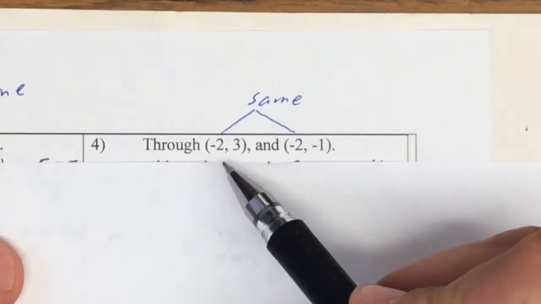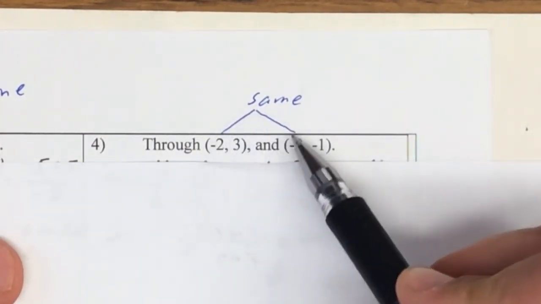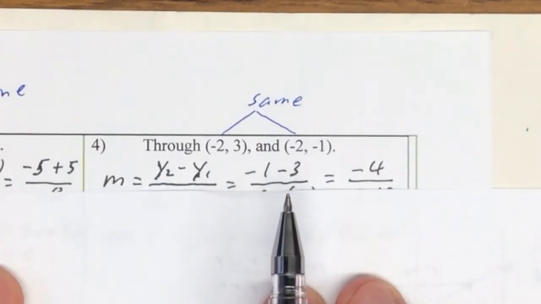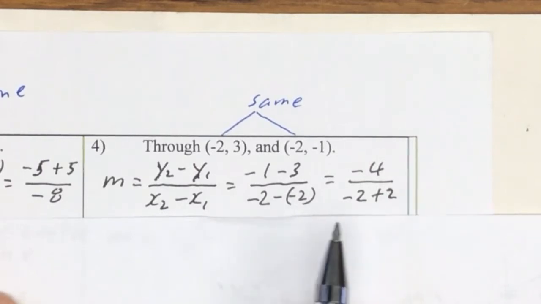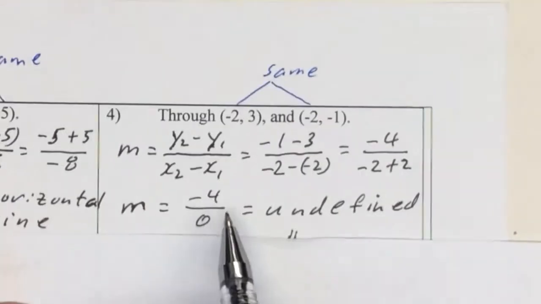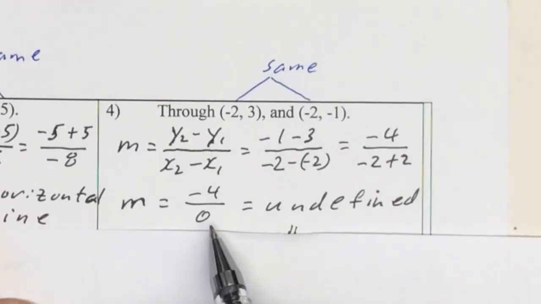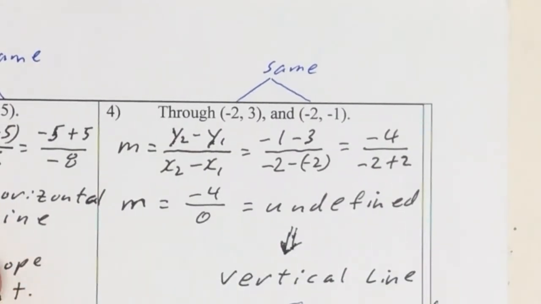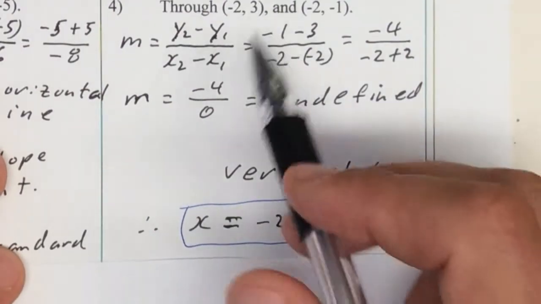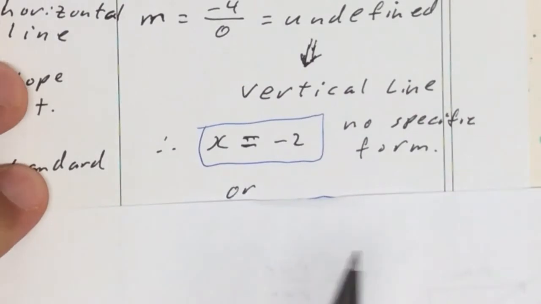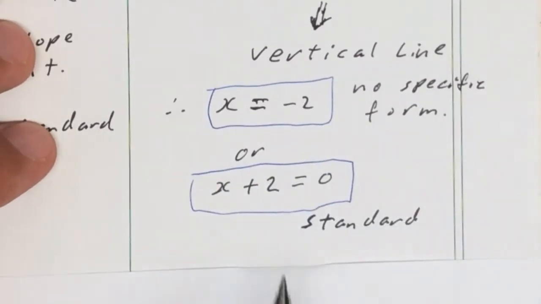In these two, the x-coordinates are the same. They don't change. The y-coordinates change, but the x ones don't. So that's going to indicate a vertical line. The slope for this is going to be negative 4 over 0. You can't divide by 0. That's undefined, so you think of the slope as infinity. Undefined means you have a vertical line. X equals negative 2, because that's the value that doesn't change. And that's no specific form. Standard form is just rearranging it.